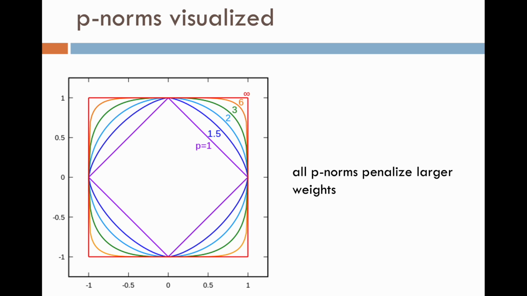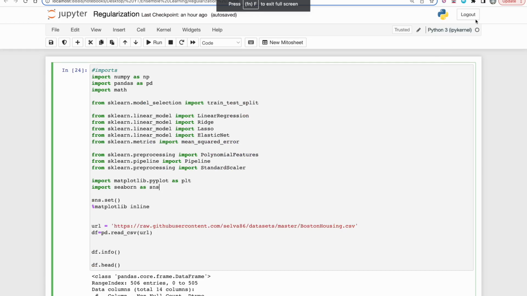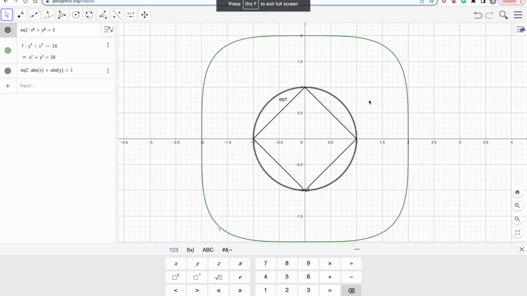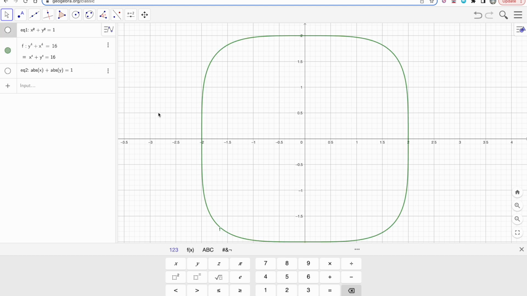Now, how do we visualize our pth norm? This is an interesting thing, and let me go to GeoGebra and show you how it works. Okay, let me open this. I have already drawn this, but I would like to show you, so let me just remove this.